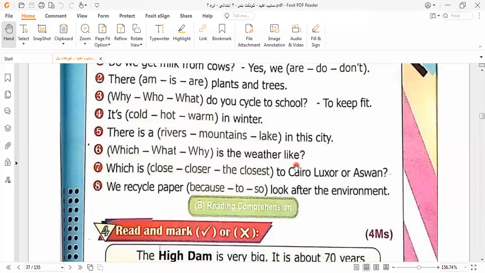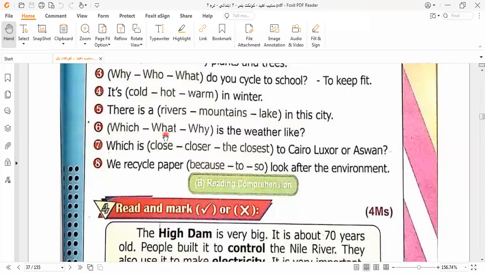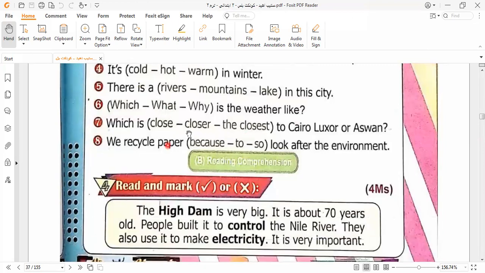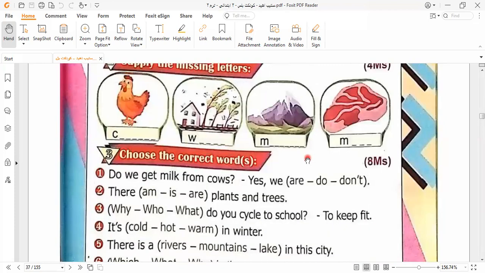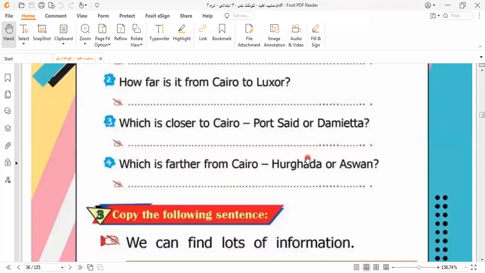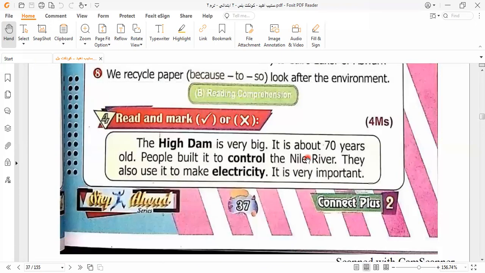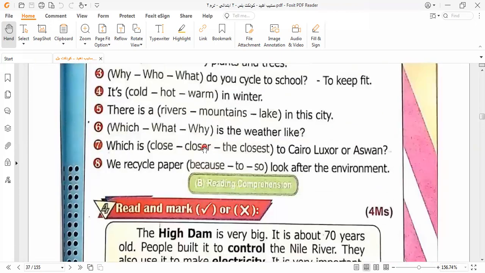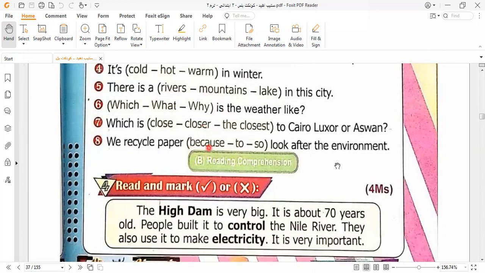Is the weather like? What is the weather like? Which is the closest to Cairo or Luxor? Which is close to? We told before, which is closer to? Which is closer to Cairo? So I will select closer. We recycle paper. We recycle paper after because or to also look after the environment. Why do we recycle paper? To look after. So I select the word in the middle.